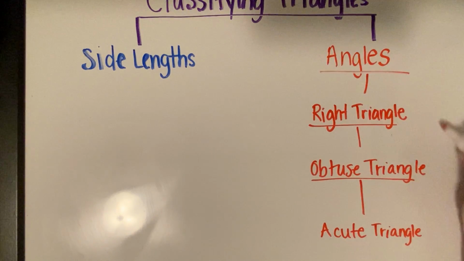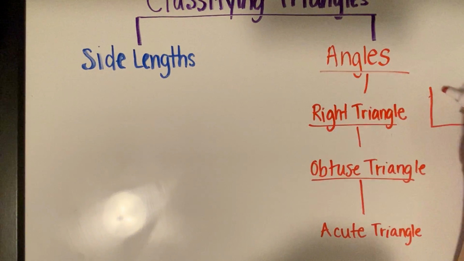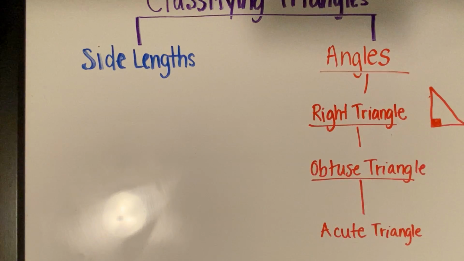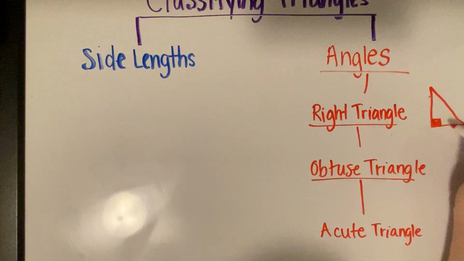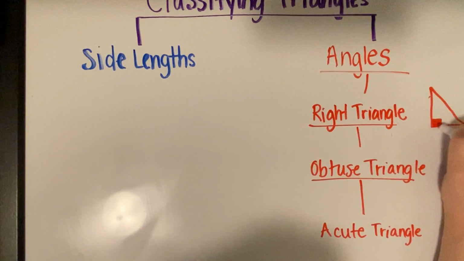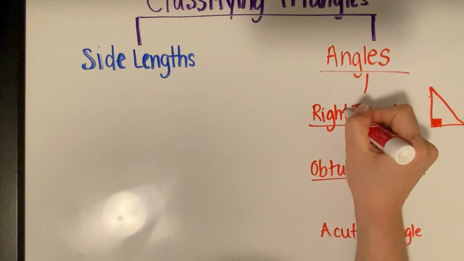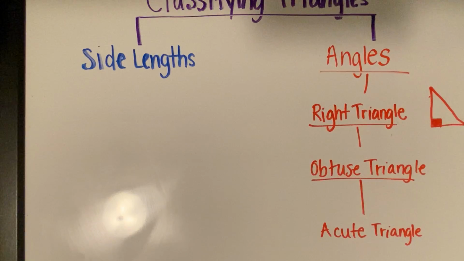Now, when you have a right triangle, it has one angle that is a perfect right corner. So you only need one in this case, one right angle. The moment you see that you have a right angle, you know that it is 100% a right triangle. That's all you need to look for. Doesn't matter what the other angles are, as long as you have that one right angle.